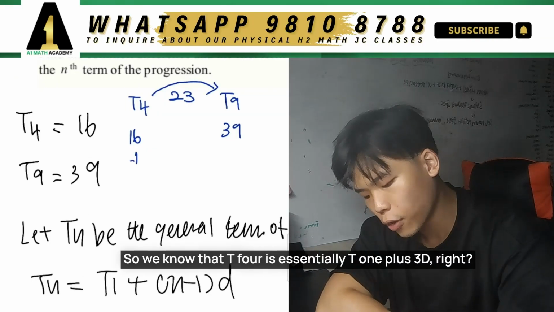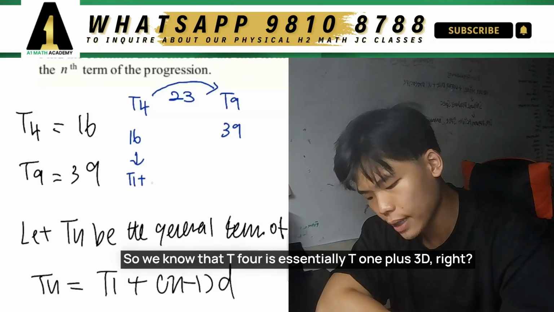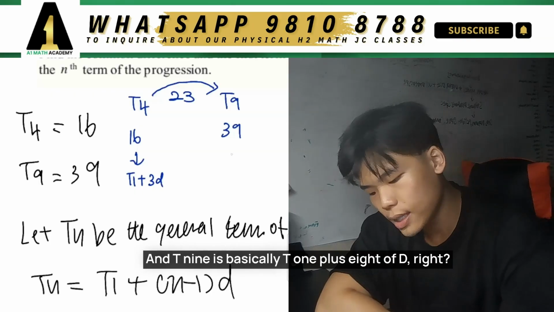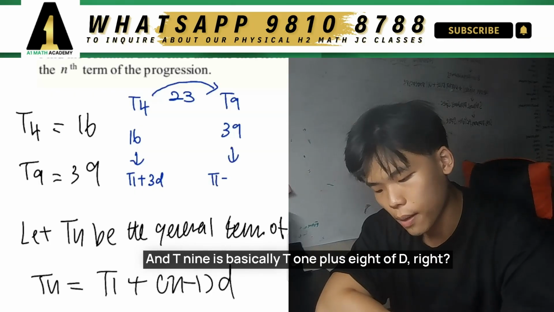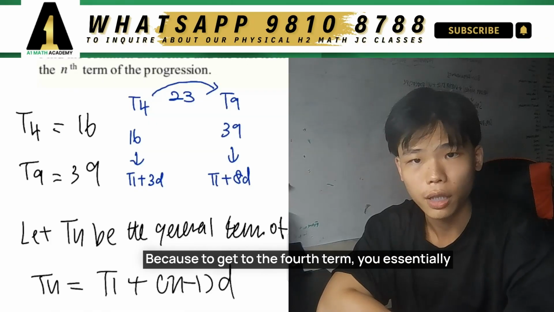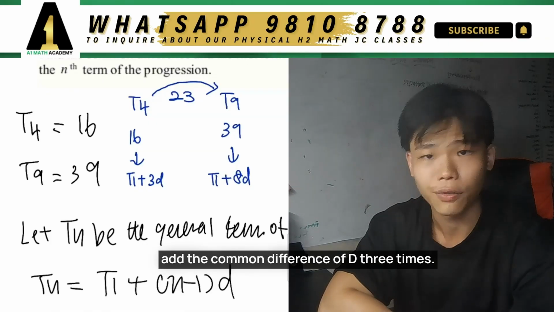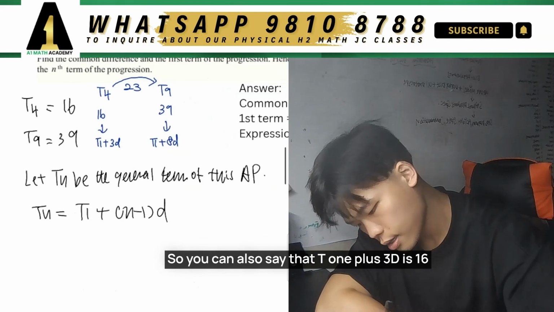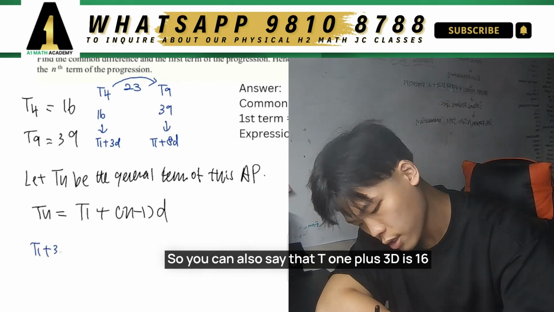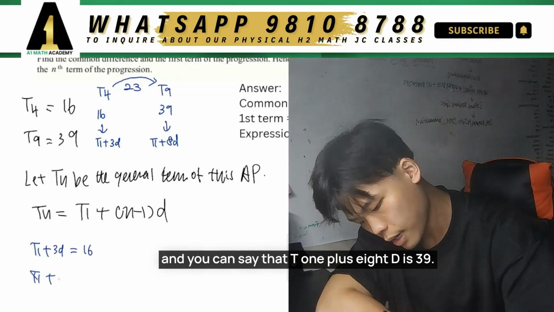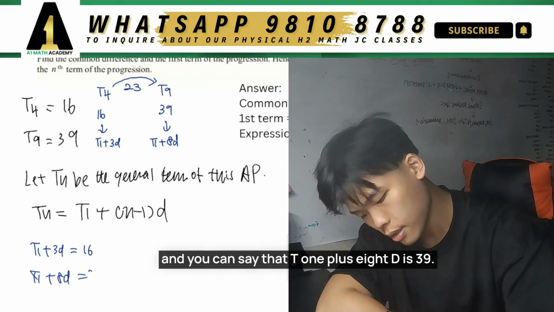So we know that T4 is essentially T1 plus 3D, right? We can think of it this way. And T9 is basically T1 plus 8 of D, right? Because to get to the fourth term, you essentially add the common difference of D 3 times. So you can also say that T1 plus 3D is 16. And you can say that T1 plus 8D is 39.